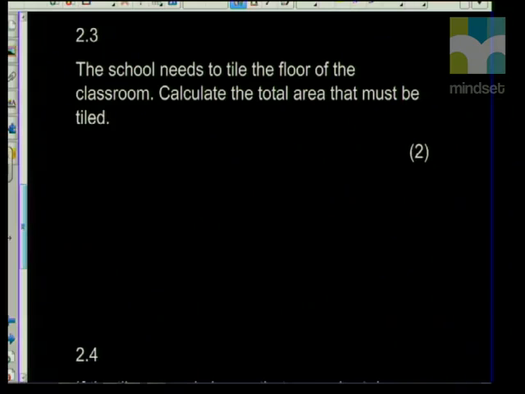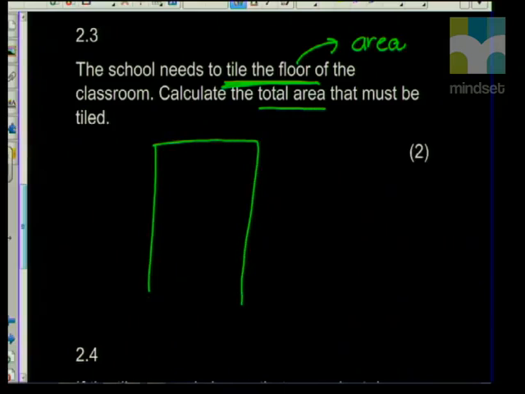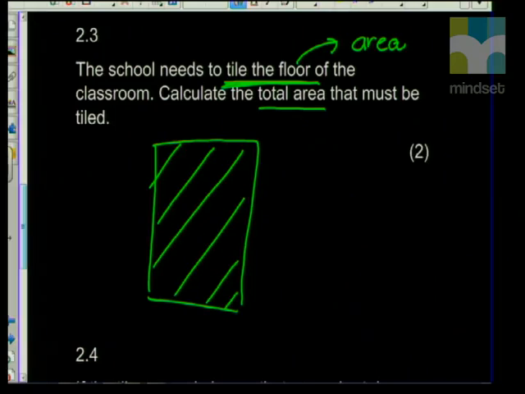Right, the next part, question 2.3: the school needs to tile the floor. Now, whenever I see something about tiling, I always automatically think of area, because this is obviously very important to know when you're tiling a floor. So it says calculate the total area that must be tiled. Now what I need to picture is my actual classroom. Obviously the doors and windows don't actually matter, so I just need to know what my floor area is.